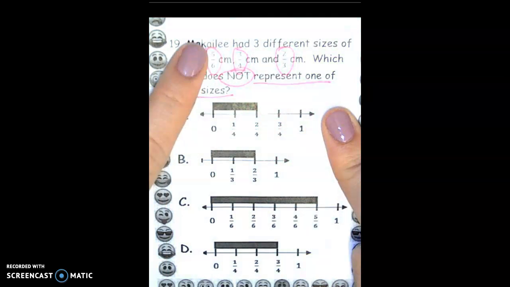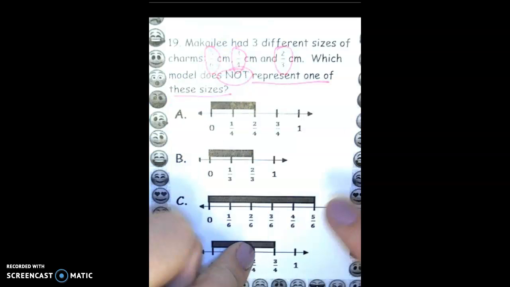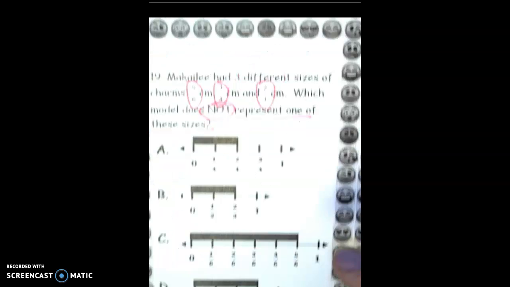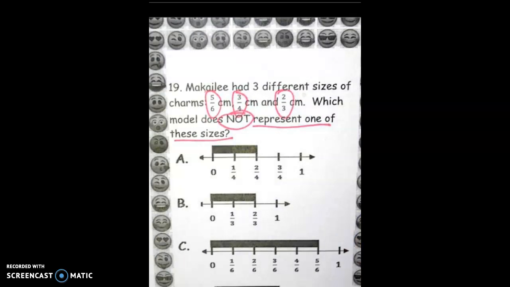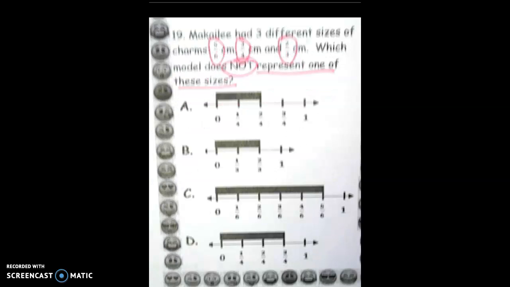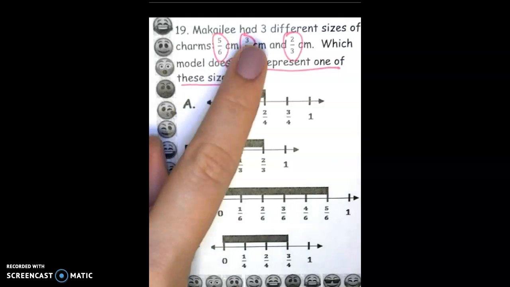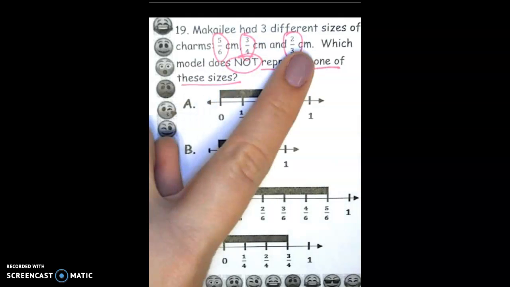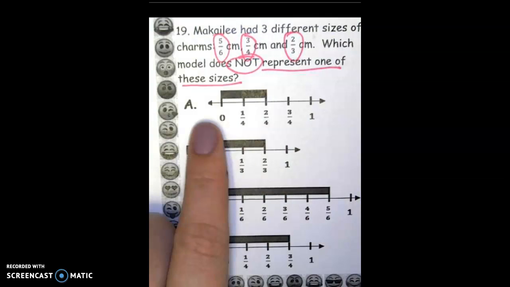So that means that 5/6 is going to be represented here, 3/4 is going to be represented here, and 2/3 is going to be represented here. And I want to find the one that is not being represented. So my answer choice is not going to be 5/6, it's not going to be 3/4, and it's not going to be 2/3. Okay? So let's look at letter A.